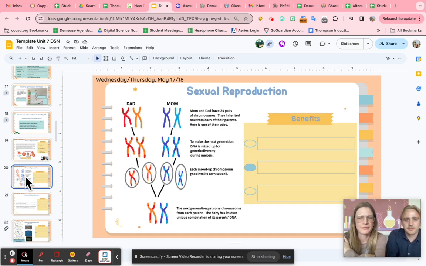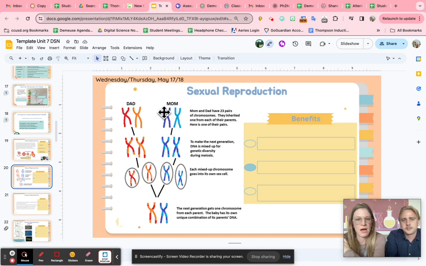All right. Here's a diagram of sexual reproduction, specifically looking at the chromosomes from the dad and the mom. It says mom and dad have 23 pairs of chromosomes each. They inherited one from each of their parents, which would be the grandparents. Here is one of their pairs. To make the next generation, DNA is mixed up for genetic diversity during what's called meiosis. In that same process, each mixed up chromosome goes into its own sex cell, either an egg or a sperm cell. And finally, at the end, the next generation gets one chromosome from each parent. The baby has its own unique combination of its parents' DNA.